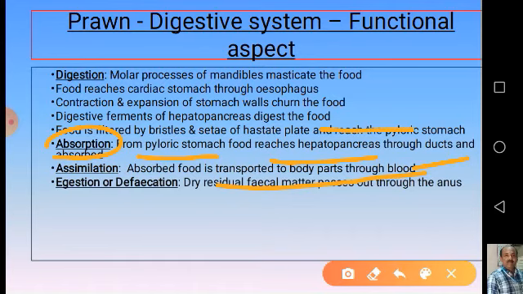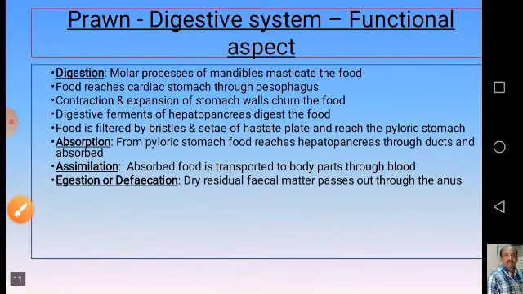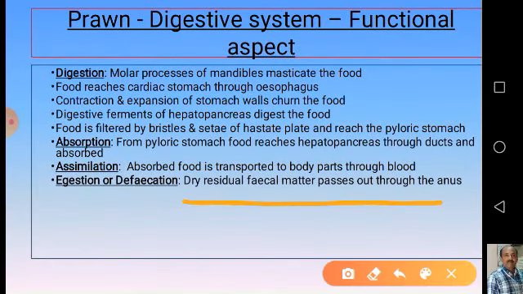Now coming to the undigested food, when the undigested residue is passed on to the hindgut, it enters into the rectum, where water present in the undigested food is reabsorbed and the undigested food becomes dry. This dry fecal matter passes out through the anus, and this passing out of the dry fecal matter through the anus is called egestion or defecation. So only the dry residual fecal matter passes out through the anus.